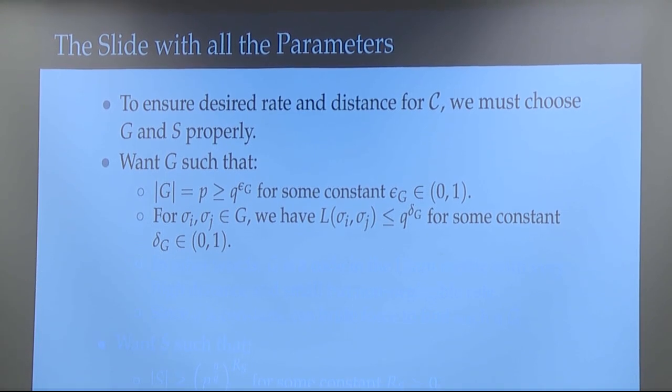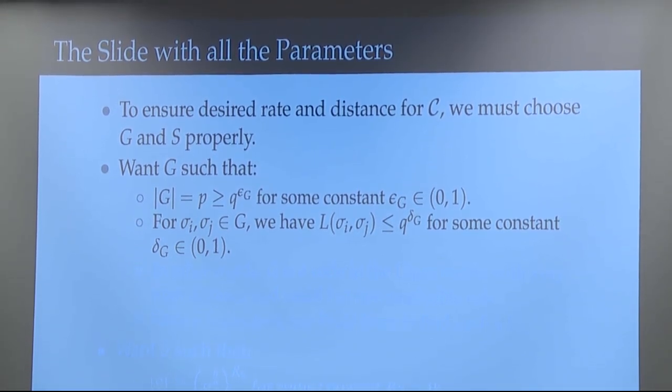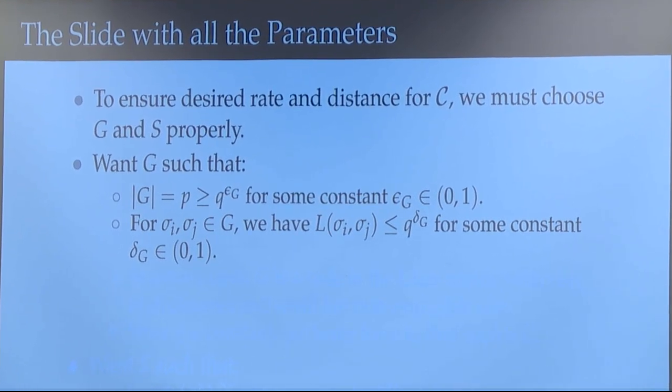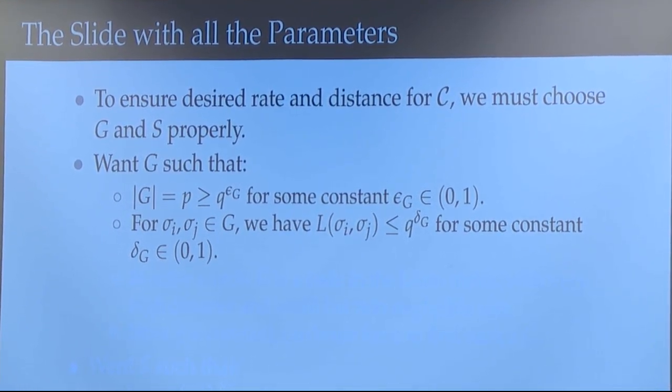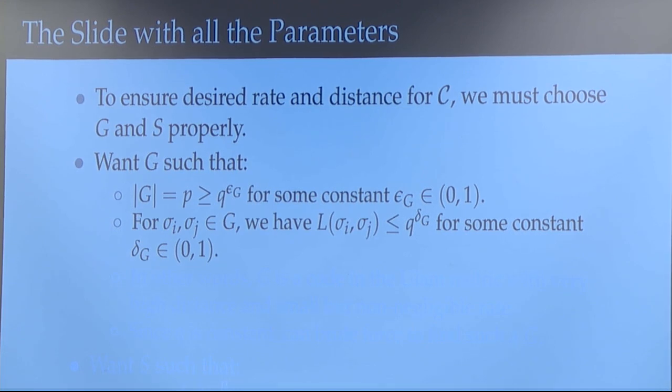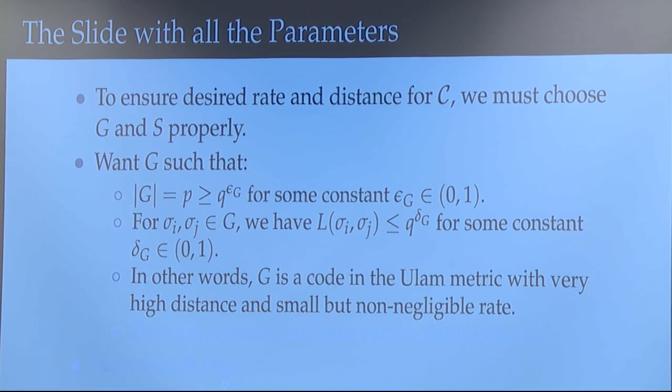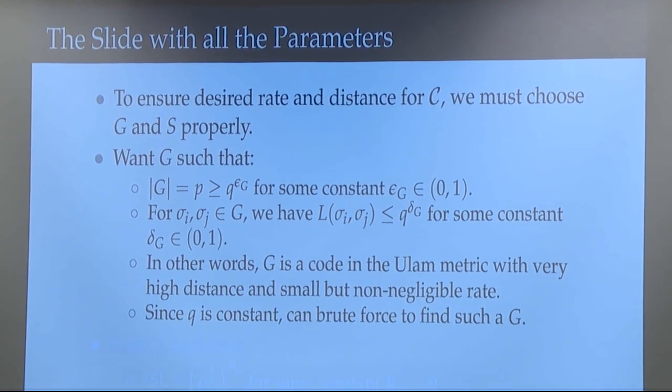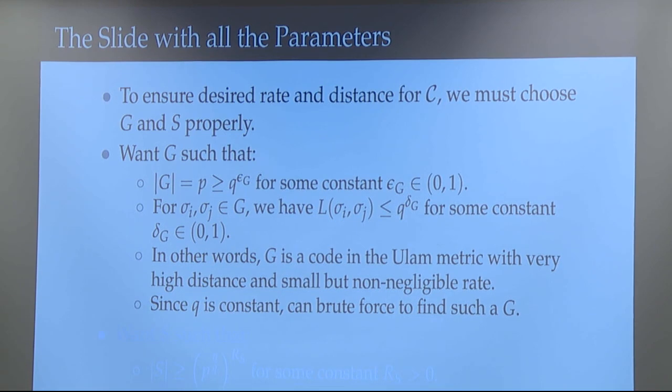What's more interesting is the following property. For every pair of permutations in G, we want their LCS to be very small. So you think of this ground permutation set, you have a bunch of permutations, and you want every pair to have very small LCS. In other words, you want G to be a code in the Ulam metric with very high distance and small but non-negligible rate. So how do you find such a G? Just remember that q is constant, so you can just brute force to find such a G. And such a G always exists.